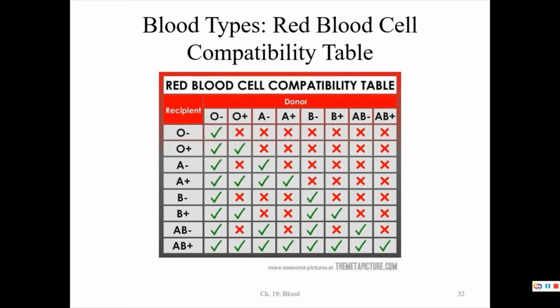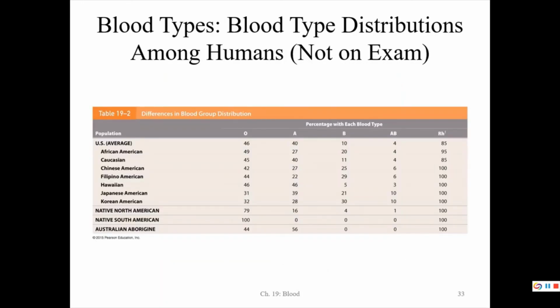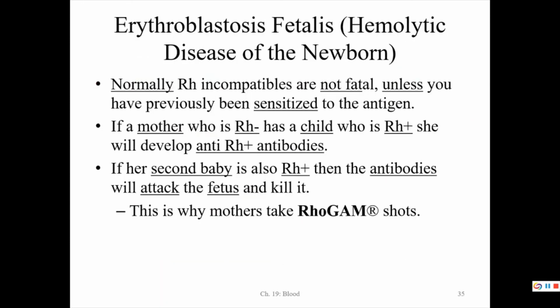Recipient, AB positive can receive from anybody, and O negative can give to anybody. That's like your O negative is like the best blood. All right, and I do want to make a point here. This won't be on the exam.